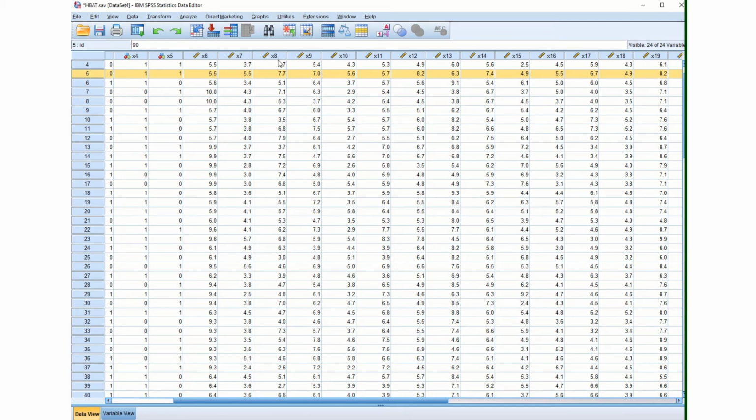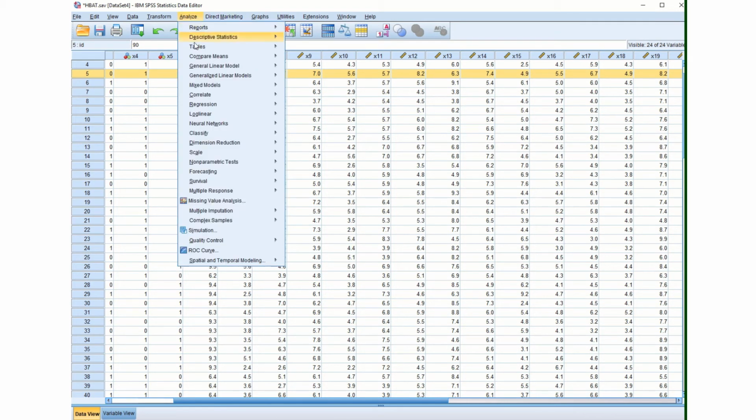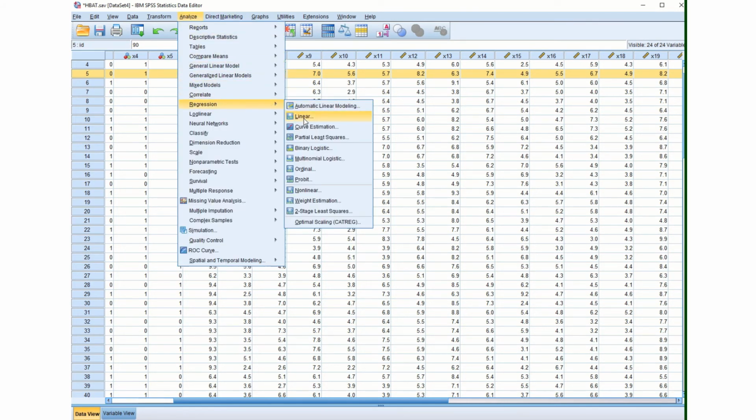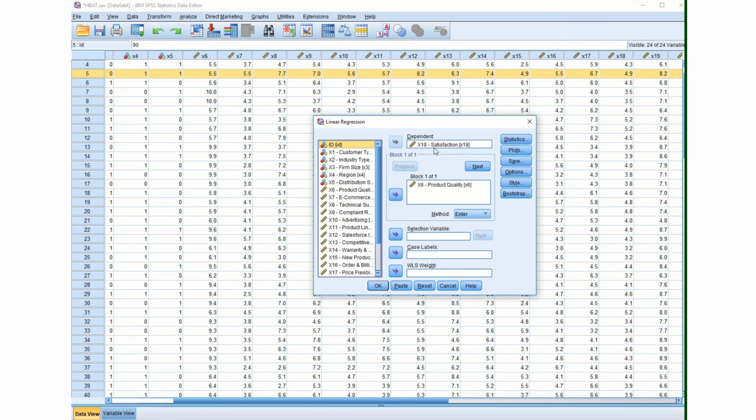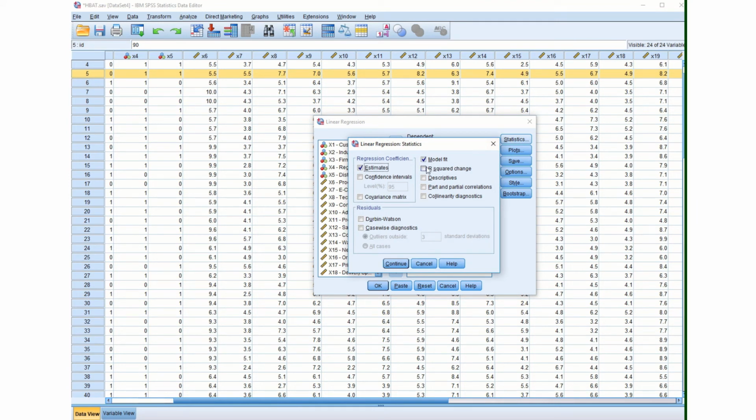So we're going to go into Analyze, then Regression, Linear, and put in 19 as our dependent variable, because we have to have one, and then we're going to put in these other variables, 6 through 18. Again, we don't care so much about the actual coefficients and betas and stuff like that. We're not really interested in model fit.